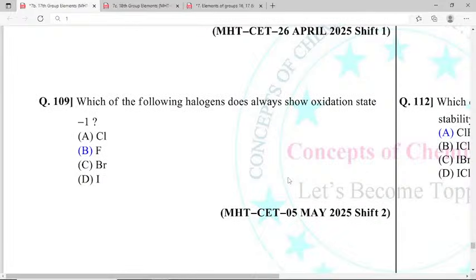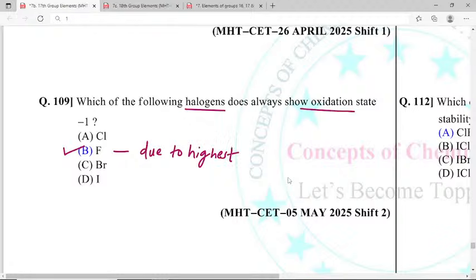Which of the following halogens always shows oxidation state -1? Fluorine. Fluorine is always -1 due to its highest electronegativity and smallest size.